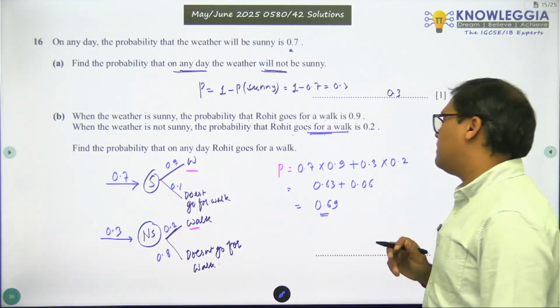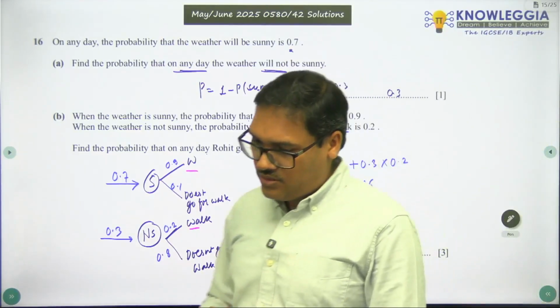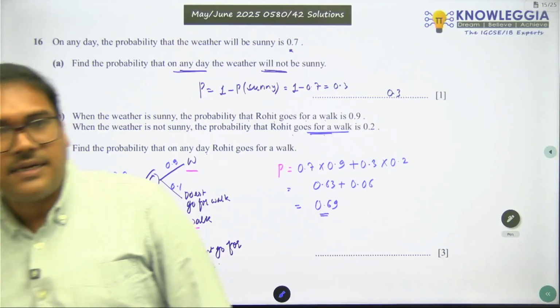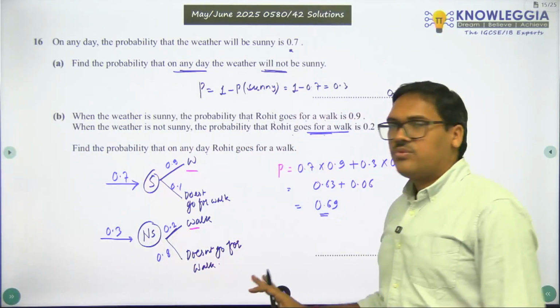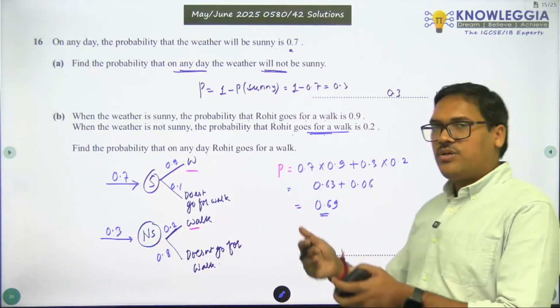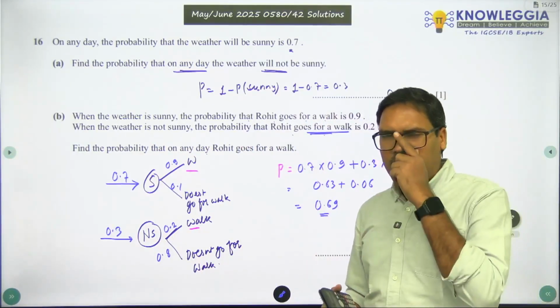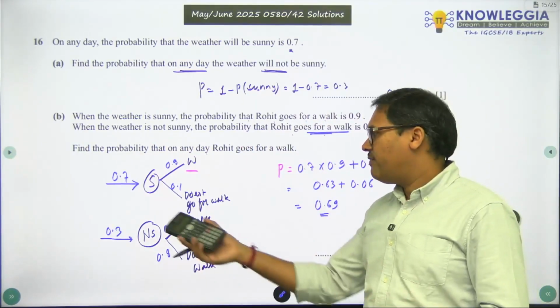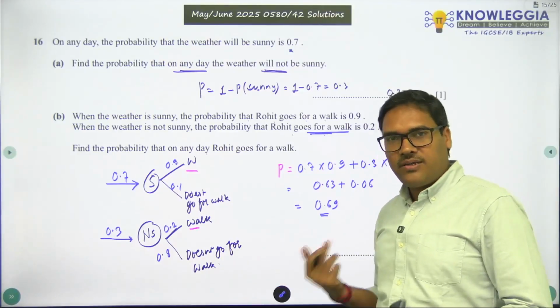What is the answer for this? 0.69. So let's see. 0.69 is the answer. Yes, that is the correct answer. I hope this is clear. So it's always advisable to draw a tree diagram if you have a question where multiple things are happening, and accordingly solve the question.